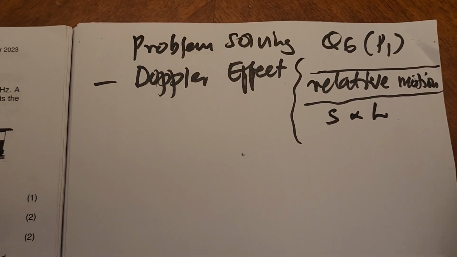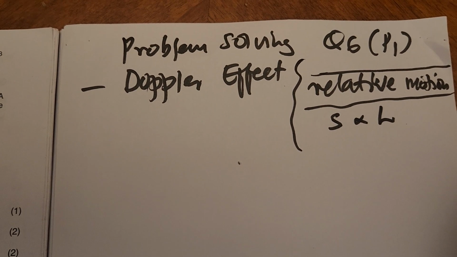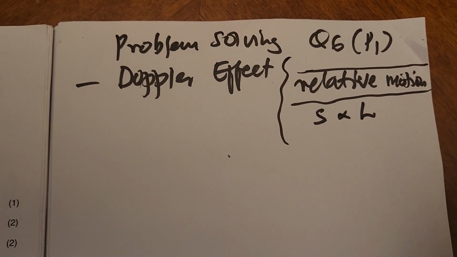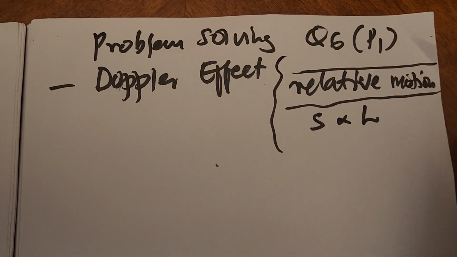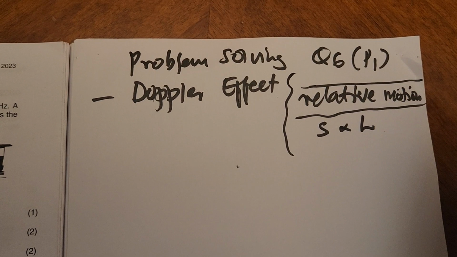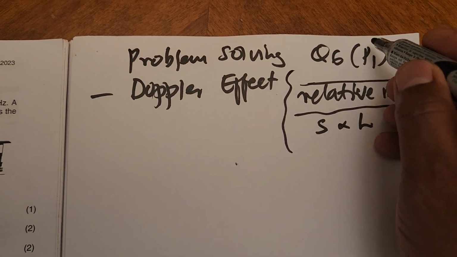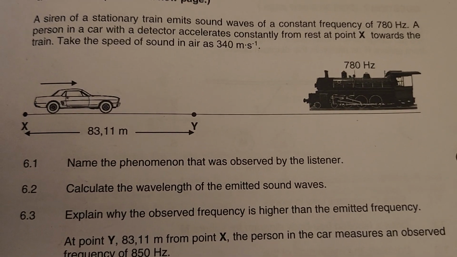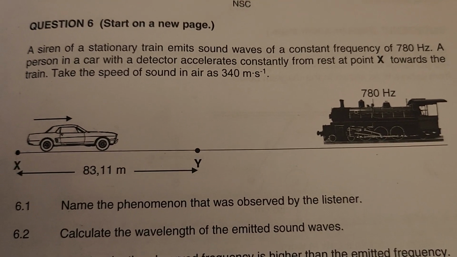If you are in an ambulance that is emitting sound, you will hear the same frequency as emitted, because you and the ambulance are not moving relative to each other. So there's no relative motion between you and the ambulance. So that's the case. Now, one of the recent question papers about Doppler is this one.